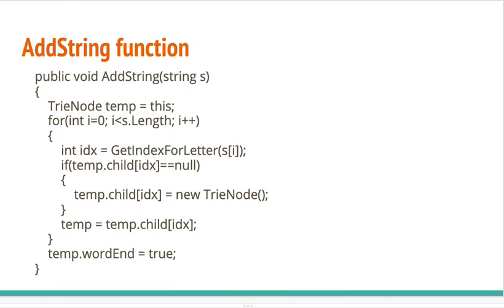So remember, the temp that we are setting here is not the temp that we put as this pointer, but the temp is going through the transition as part of the for loop, right? It is going down the level. So you are actually setting the temp dot word end is equal to true at the last character of the given string. So this is the add string function.